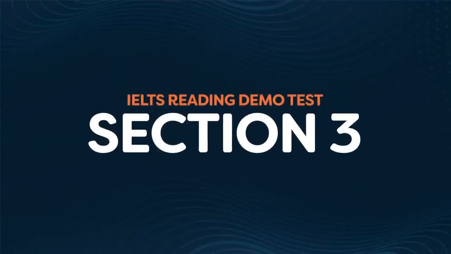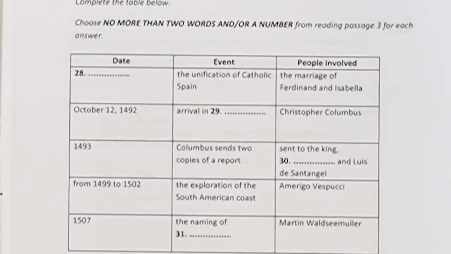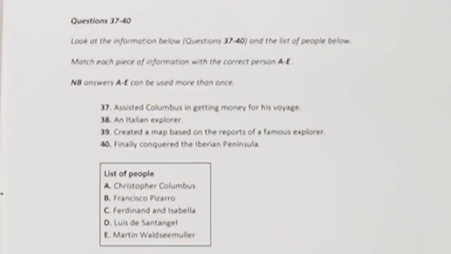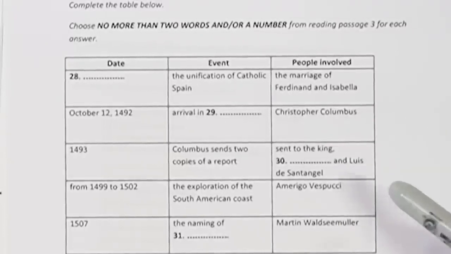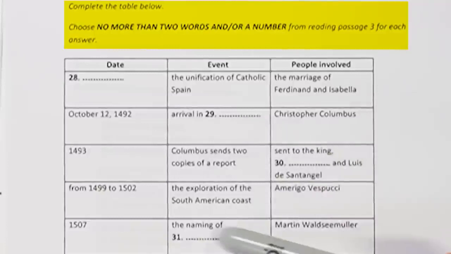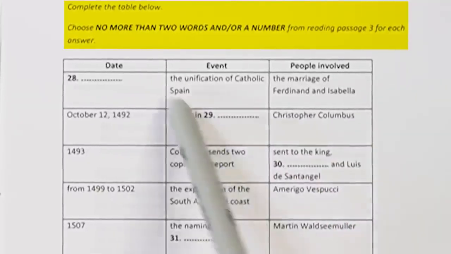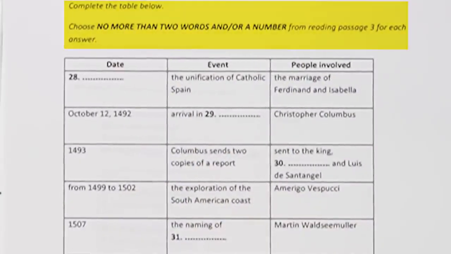Okay, so section 3, we have table completion, we have matching information, and we have matching names. Okay, so a lot of matching. So the first one is table completion. First thing we need to do is read the instructions, complete the table below. So we have 1, 2, 3, 4, so make sure we fill those in. Choose no more than 2 words and or a number. Very important that we follow that.